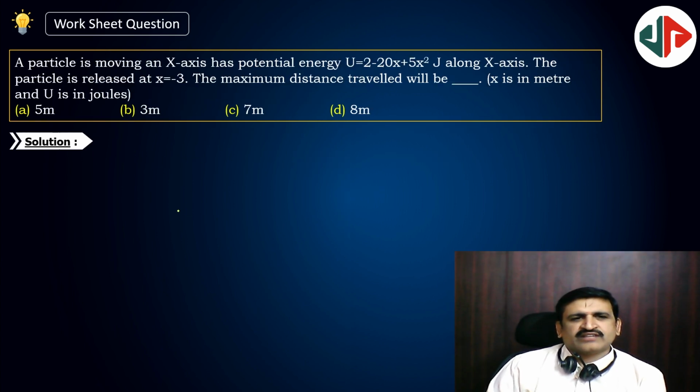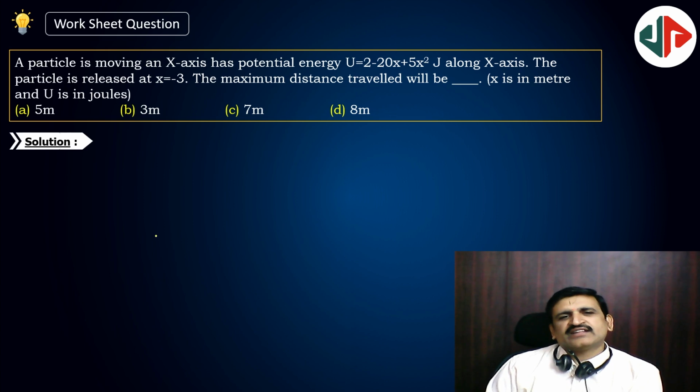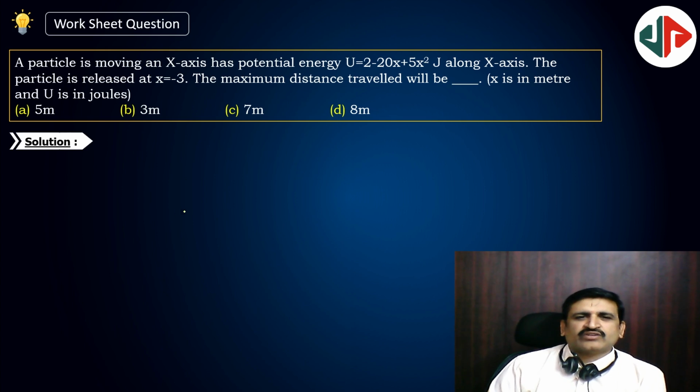Total energy is converted into kinetic energy. Potential energy is converted into kinetic energy, then potential energy is totally exhausted. Again kinetic energy is converted into potential energy so that KE is exhausted. Then that will come as total distance coverage from here onwards.